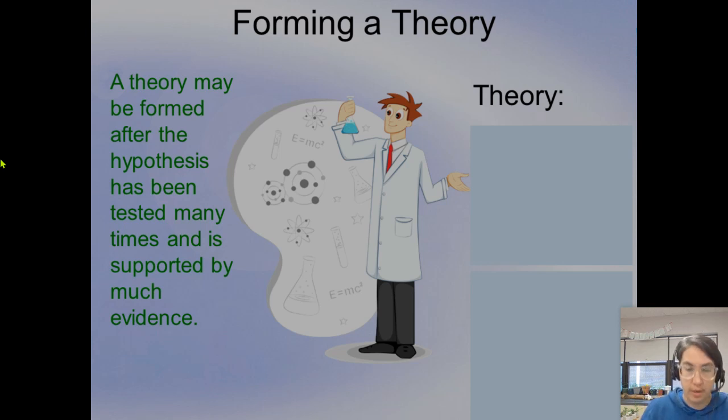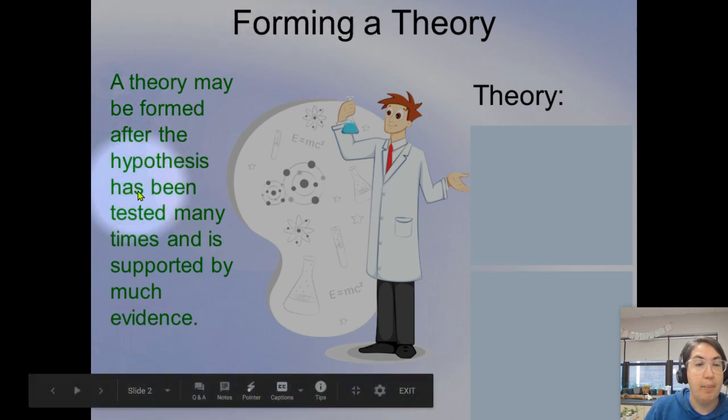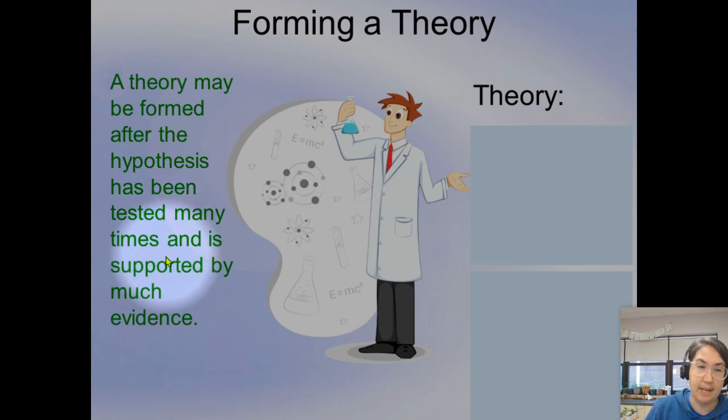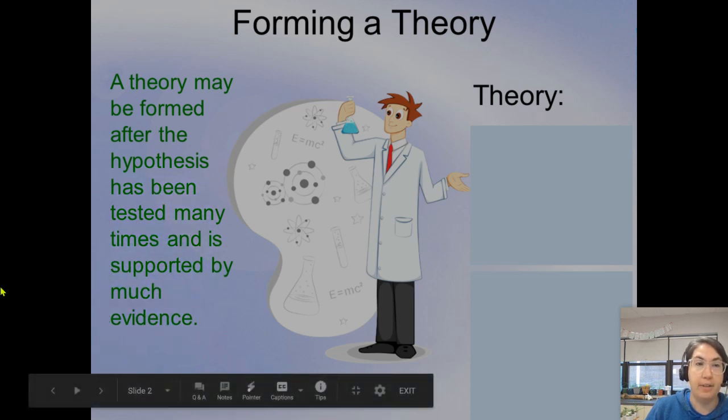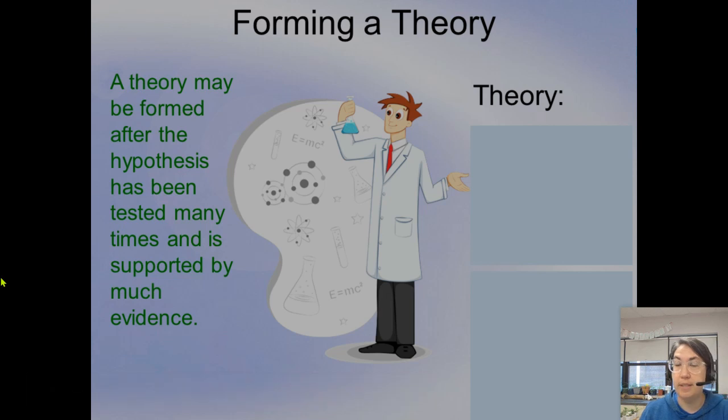So, forming a theory. Theory is something that you'll hear thrown around a lot in common language, but it has a kind of different meaning in science. And it's really important to think about that meaning when we talk about something being a theory. A theory may be formed after the hypothesis has been tested many times and is supported by much evidence. Our hypothesis, if you remember, is a prediction, what we think is going to be the answer to our research question. And we use that information that we've gathered to form a theory.